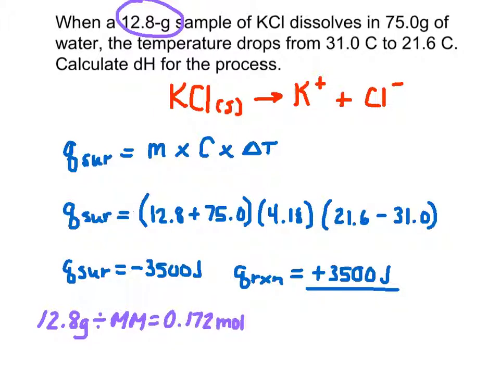Okay, so we're going to take the 3,500 joules and divide it by 0.172 moles. And when we do that, the answer for delta H that we get should be 20.3 kilojoules. Okay. Hopefully you find that helpful in terms of how to solve these problems. Obviously, if you have more questions, we can take care of them in class.